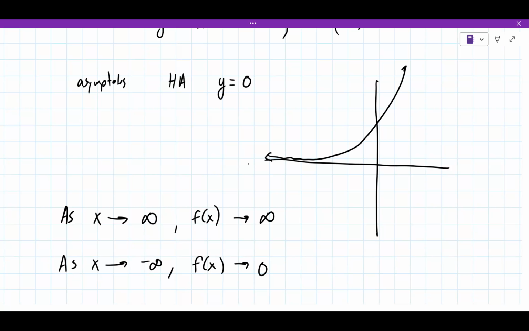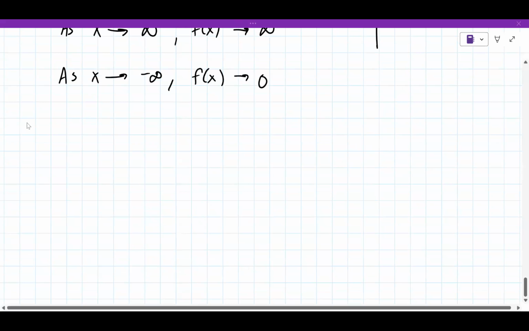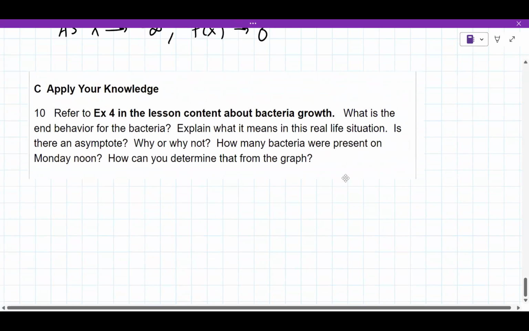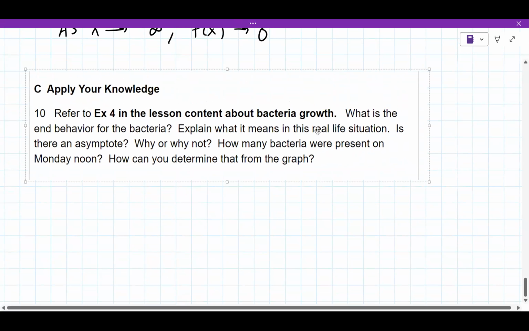All right. So that means we're ready for number 10. It says refer to example 4, so I'm going to go up and grab example 4. That was bacterial growth. What is the end behavior? Explain what this means in the real life situation. Is there an asymptote? Why or why not? How many bacteria are present on Monday noon? How can you determine that from the graph? Okay, a lot of questions, but they're actually questions we've already answered in the ones that we've been doing.